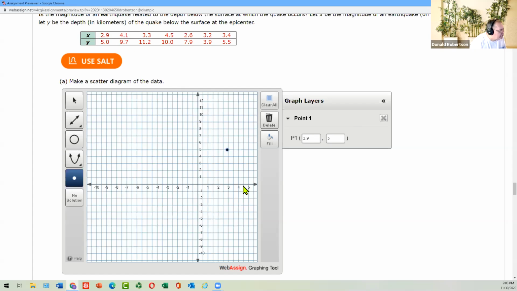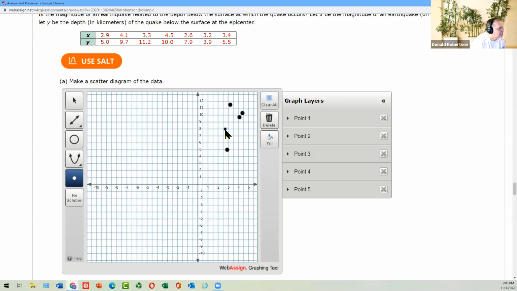Second point is going to be 4.1, 9.7. 4.1. Okay, I'll keep that one. 3.3, 11.2. Okay, I'm not going to fix these. 4.5, 10. 2.6, 7.9. 3.2, 3.9. And 3.4, 5.0.